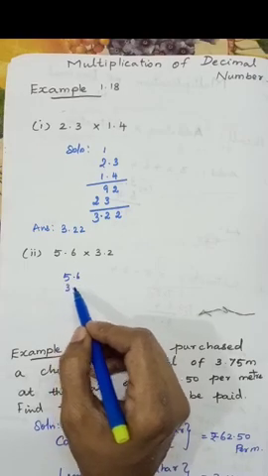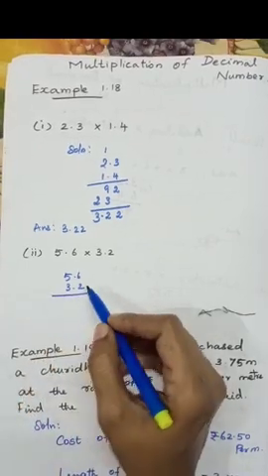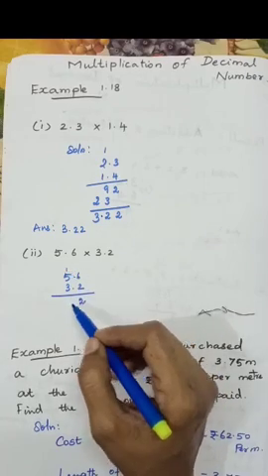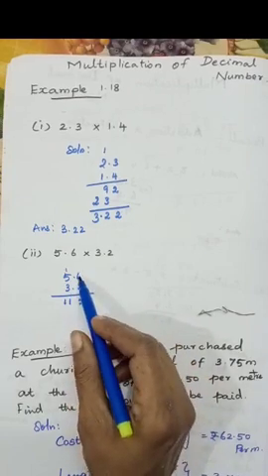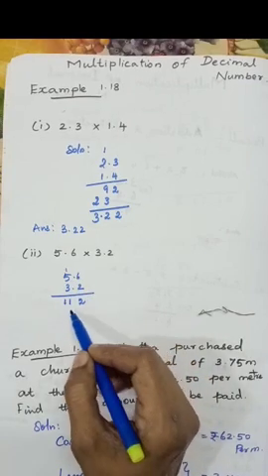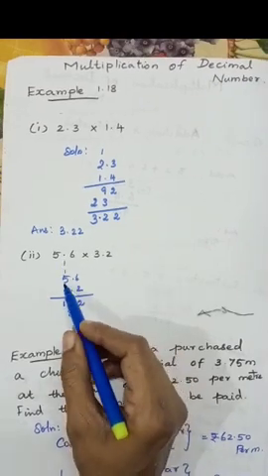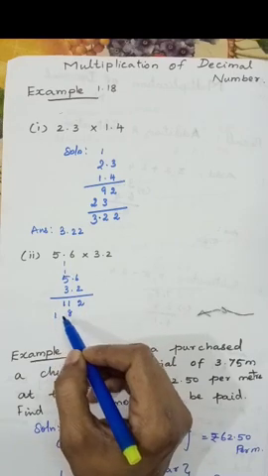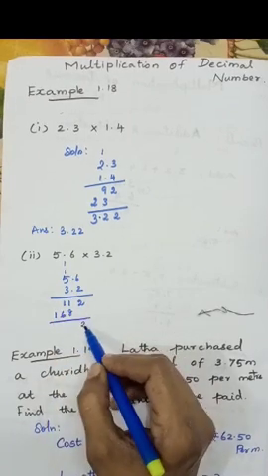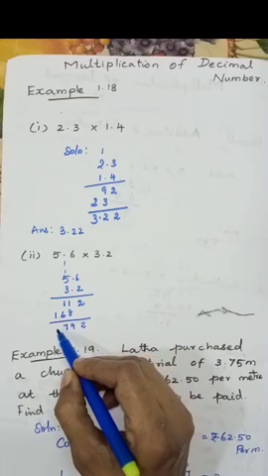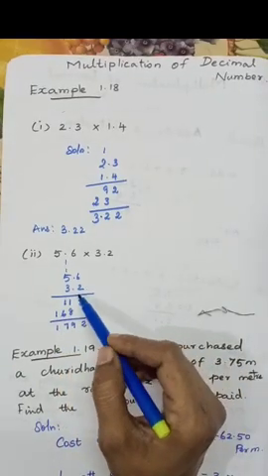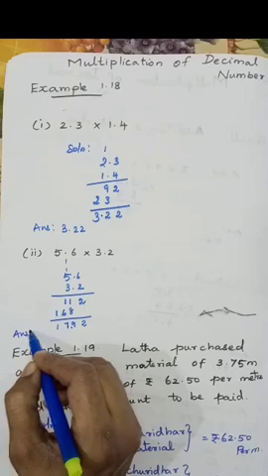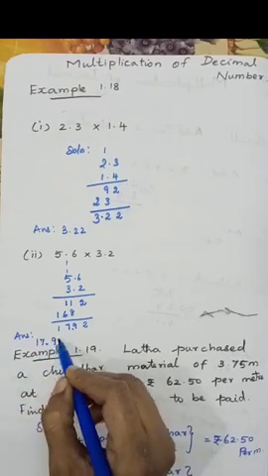Then the second sum is 5.6 into 3.2. Have to multiply. 6 2s are 12. Remainder 1. 5 2s are 10 plus 1 is 11. Again 3 6s are 18, 8. Remainder 1. 5 3s are 15. 15 plus 1 is 16. Now 2, 9, 7, 1. After how many digits do you have to keep the point? Yes, 2 digits, 1, 2. After 2 digits you have to keep the point. Answer is 17.92.